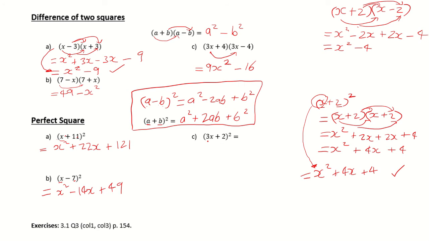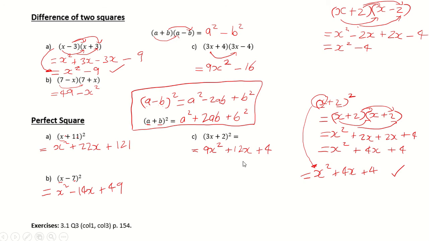So the last one, this will be 3x squared. So remember when squaring it, don't just jump to 3x squared. It's going to be 3x times 3x. So 3x times 3x actually gives us 9x squared. And then it'll be 3x times 2, which is 6x, and double it. So 6x times 2 is 12x. And then 2 times 2 is 4.